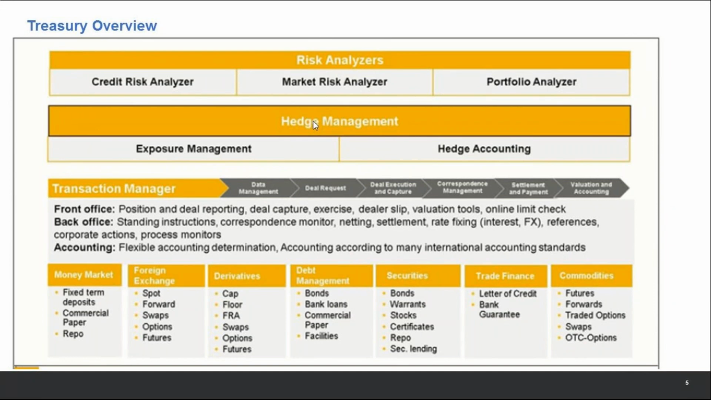Now this is completely on the organization, how they want to structure it, but SAP gives some standard ways. SAP tells what the front office should do. So SAP says the front office should create a deal, they should report a deal, they should capture, in case of options and all, the exercise, and they should do the valuation. What's meant by the online limit check?